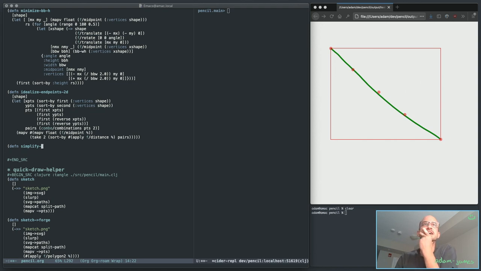Okay, simplify. I don't know how to refer to this polygon. So this green thing is actually a polygon, not a single line, right? We call it a line because it looks like a drawn line.